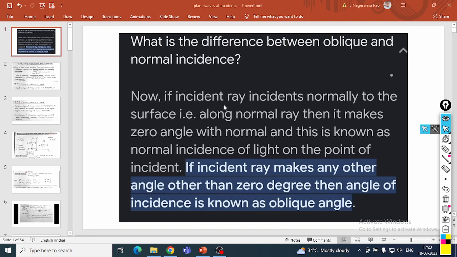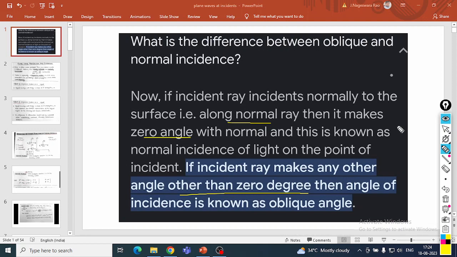Suppose the ray is incident normally to the surface, that is, along the normal. Then it makes a zero angle with the normal, and this is known as normal incidence of light at the point of incidence. If the incident ray makes any angle other than 0 degrees, then it is known as oblique incidence. But in this class we are going to discuss normal incidence, which means it makes a zero angle between the normal and the incident ray.